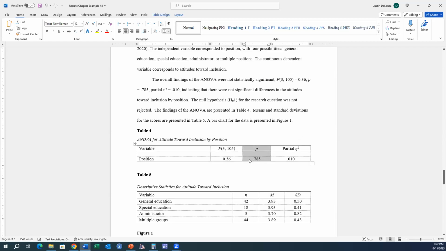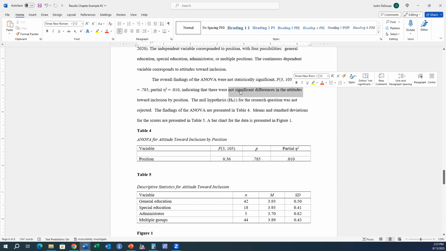So in this case, the p-value was greater than 0.05, meaning that we do not have significant differences in attitude toward inclusion by position, which is our independent variable. So that is what we summarize up here. So the overall findings were not significant, indicating that we did not have significant differences.